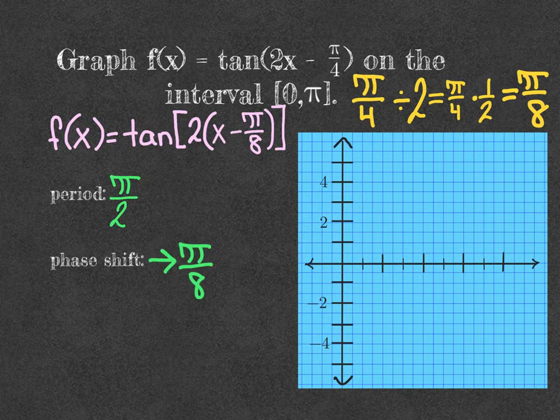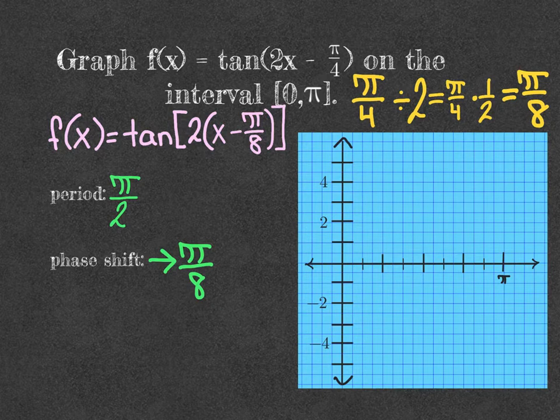Now, looking back at the problem, they ask us to graph this function on the interval of 0 to pi, which means that we know that this last scale mark here needs to be pi. So looking at the scale marks here, I have a large scale mark at every pi over 4 units, and then I have small scale marks at the odd multiples of pi over 8. So that means that my scale marks will accommodate my phase shift very nicely.